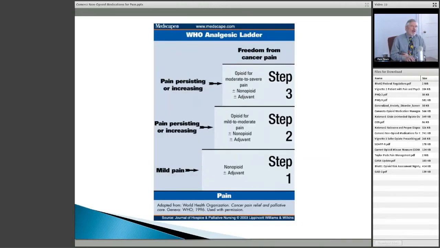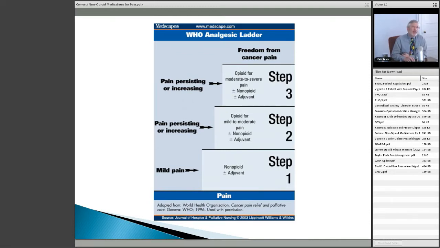So I must remind you, you're all familiar with this WHO analgesic ladder. This is almost half a century old. The WHO analgesic ladder was designed for cancer pain, but it works very well for chronic pain, and it stipulates that the foundation of any pharmacologic pain regimen is non-opioid analgesics. You don't see oxycodone down here. You don't see morphine down here.